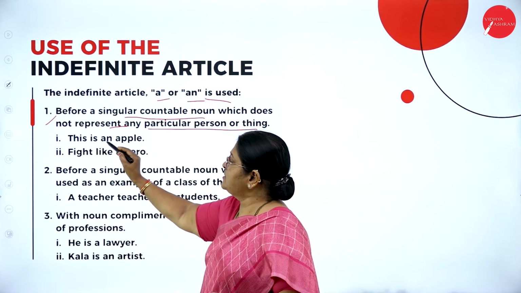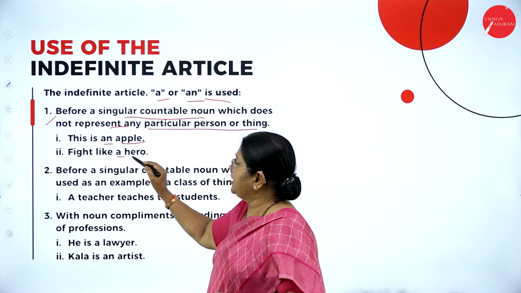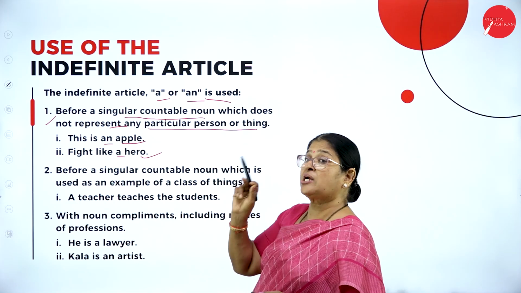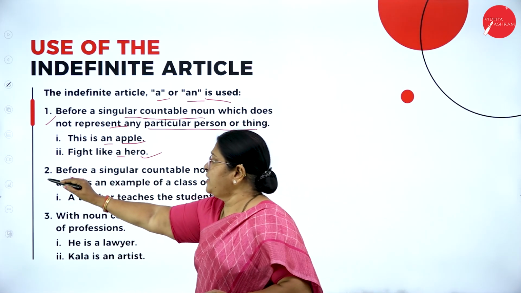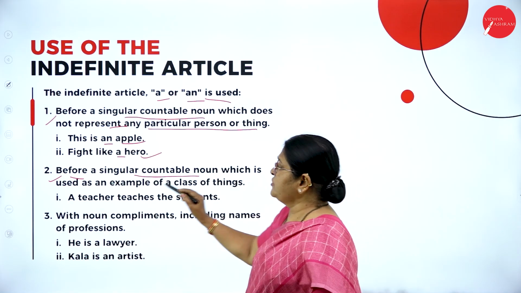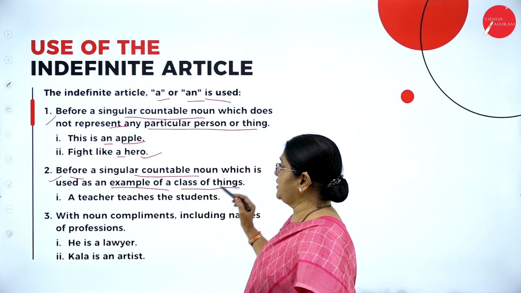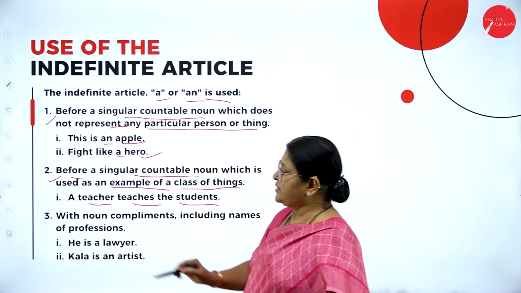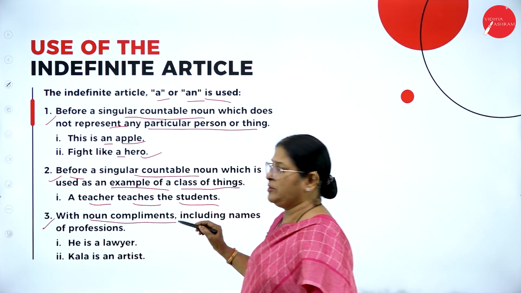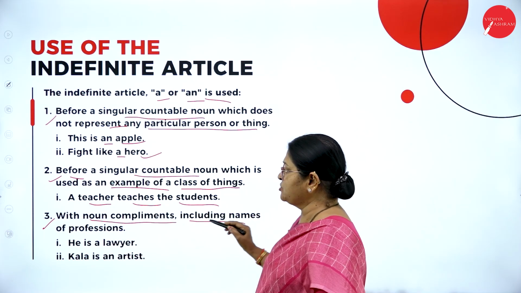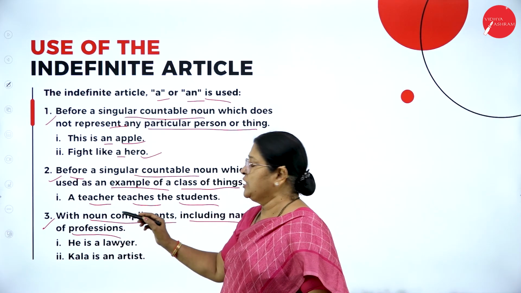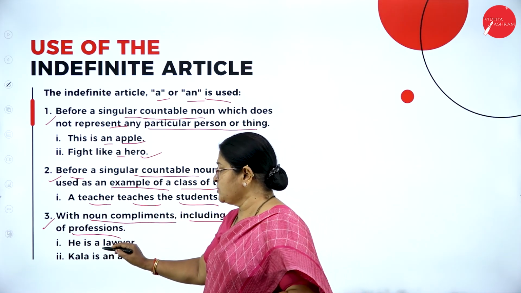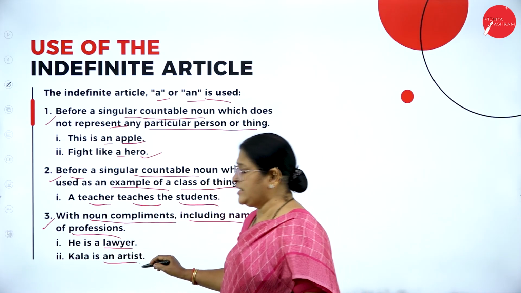For example, this is an apple. Fight like a hero. That is the situation where we use a singular countable noun. Second criteria, before a singular countable noun which is used as an example of a class of things, like a teacher teaches the students. Third criteria, with noun complements, including names of professions. Noun complements means descriptors. For example, he is a lawyer. Kala is an artist.